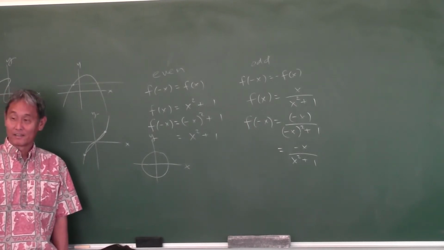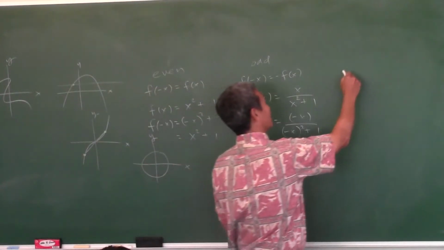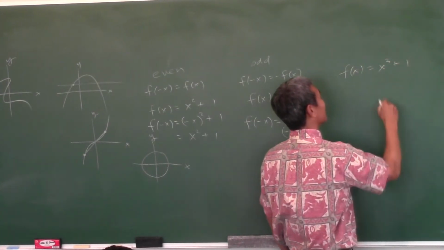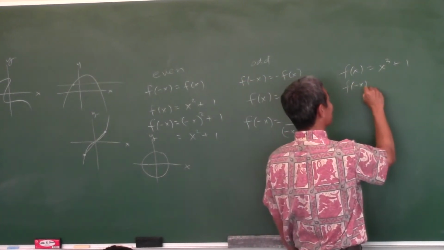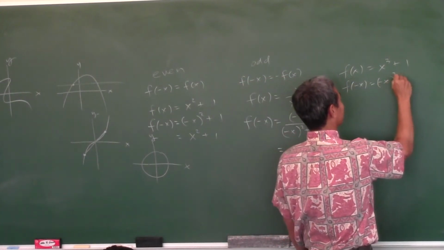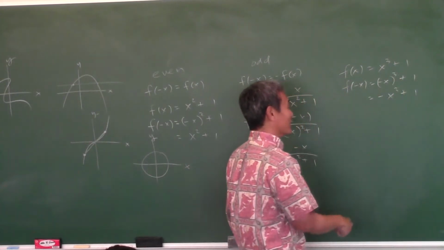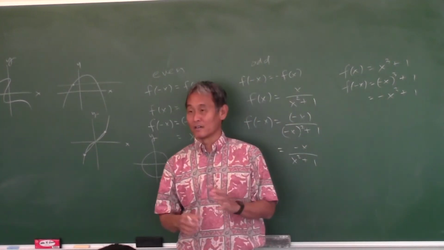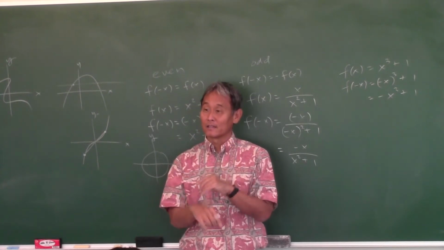f of negative x equals x cubed plus 1, and then, okay. So if f of x is equal to x cubed plus 1, how do you determine if this is odd, even, or neither? Plug in negative x for x. Simplify. Is this the same as the original? No. Is it the opposite of the original? No. So it's neither. You negate the whole thing, not just the x part. But then, shouldn't that be negative?